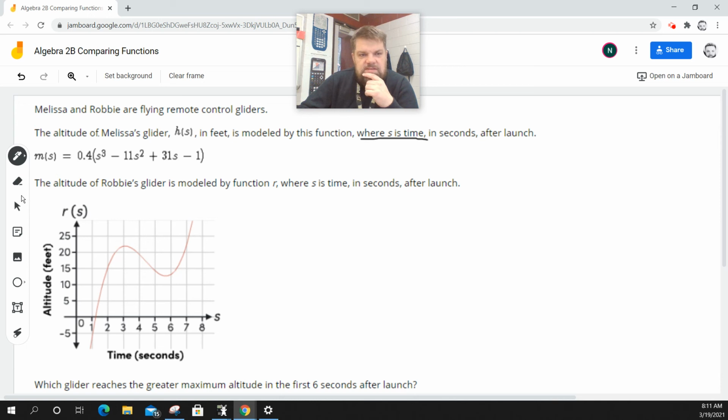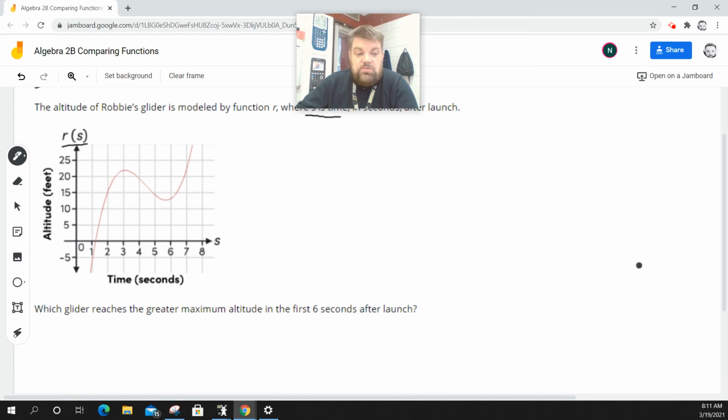So we have M of S, which is Melissa, and R of S is Robbie. I think they meant M of S, right? Because this function is for Melissa, M for Melissa, and this is R of S for Robbie. So basically, we're going to compare this model, that's going to tell us the altitude of Melissa's glider, and then the altitude of Robbie's glider is modeled by the function R, where S is time in seconds after launch. So we're going to compare these two functions.